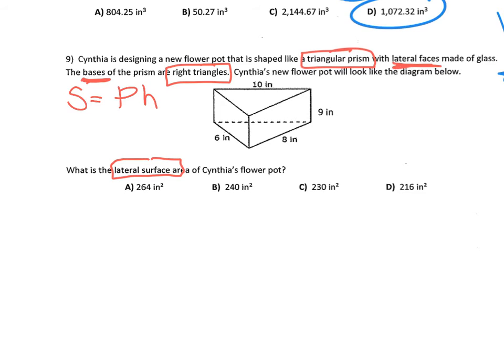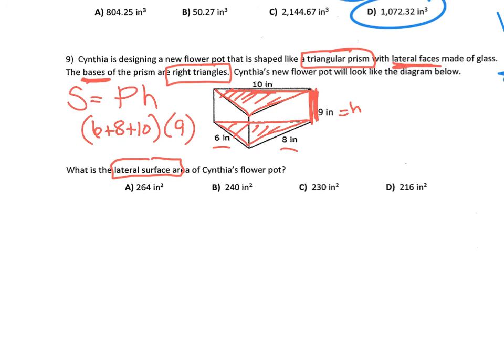Your base is those triangles. 6, 8, and 10. The 9 is the distance between those two bases, so that's your height. So the perimeter of our base, 6 plus 8 plus 10. I got 24. And then multiply that by 9.